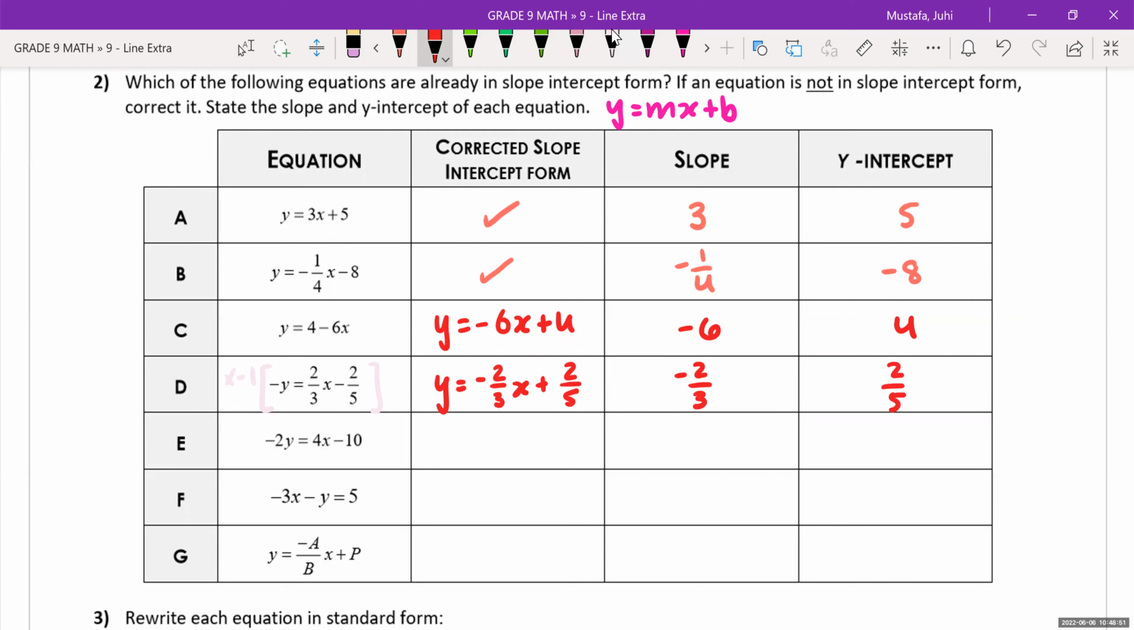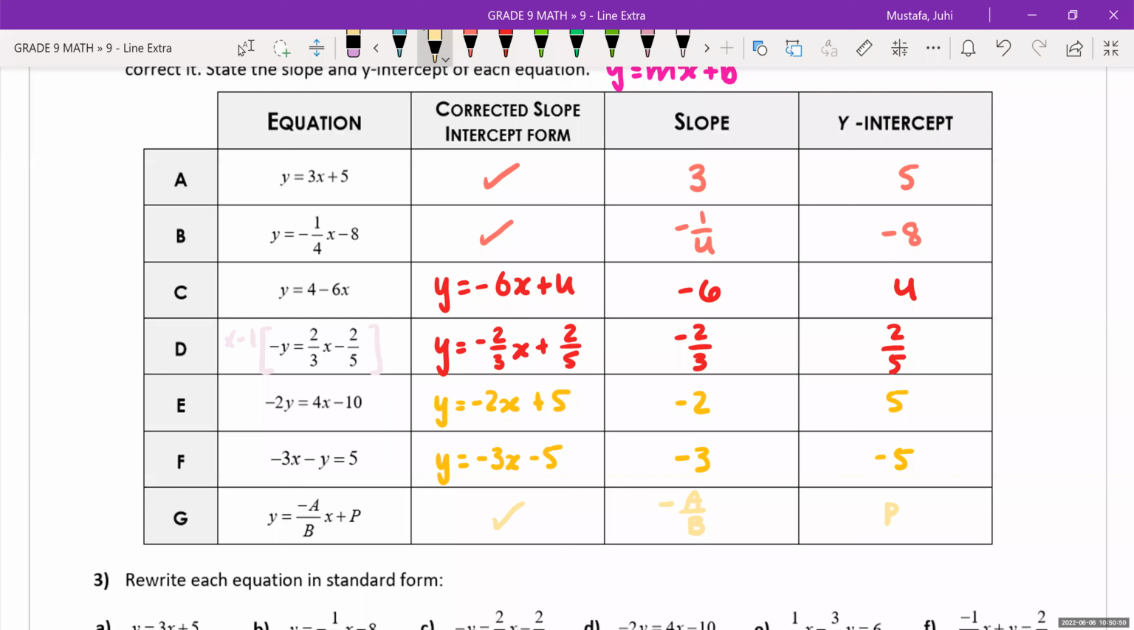Question E and F are definitely not in y is equal to mx plus b form. I'll pause here, take a second, change them into y is equal to mx plus b, and then we'll compare our answers. So I converted questions E and F into y is equal to mx plus b form, and they look like that. Question G seems kind of tricky, but really it is in y is equal to mx plus b form. It's just the slope is -a/b and the y-intercept is p.